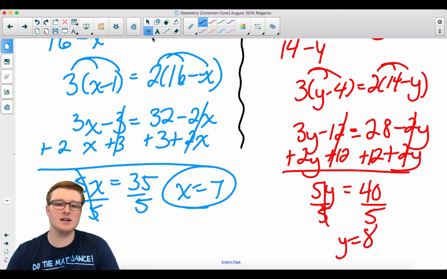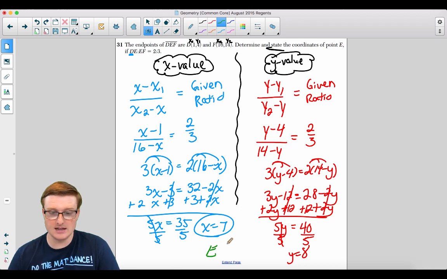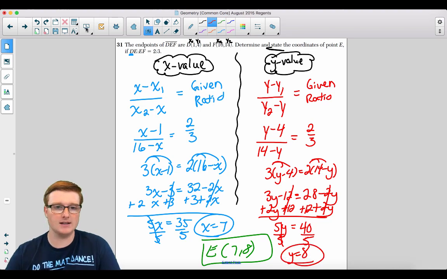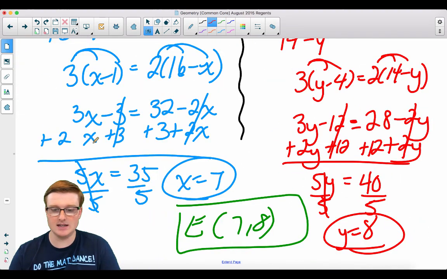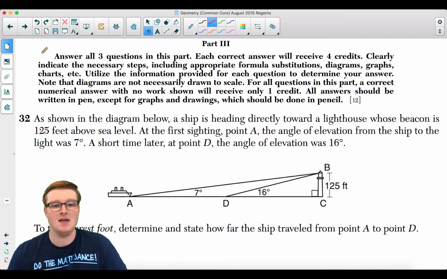So, ladies and gentlemen, that will give you 1 point on your Regents, and it says actually state the coordinates to get your full points. You have to say that E is 7, 8, and that will give you full credit on this question, to state that E is the point 7, 8. Not too bad of a question.